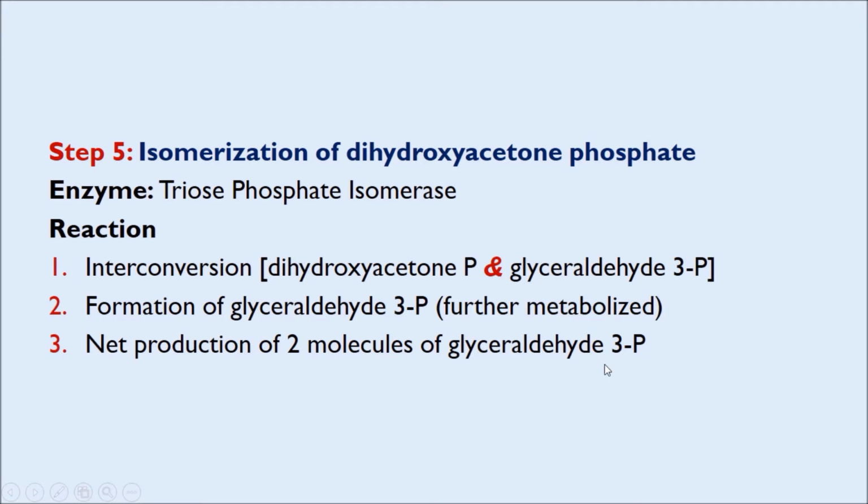Now from this reaction onwards, 2 molecules of glyceraldehyde 3-phosphate are going to enter into the subsequent steps of glycolysis, and whatever products are formed will be double the number of products for each reaction of glyceraldehyde 3-phosphate in the subsequent steps of glycolysis.